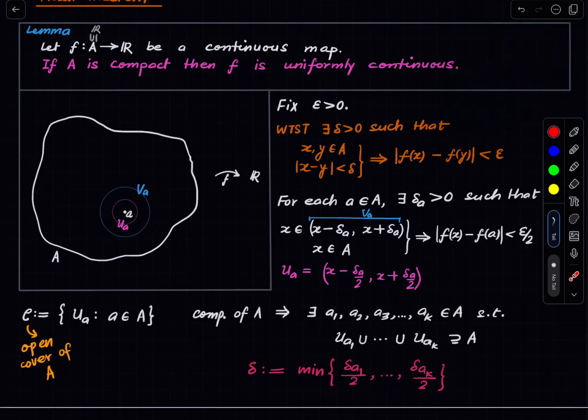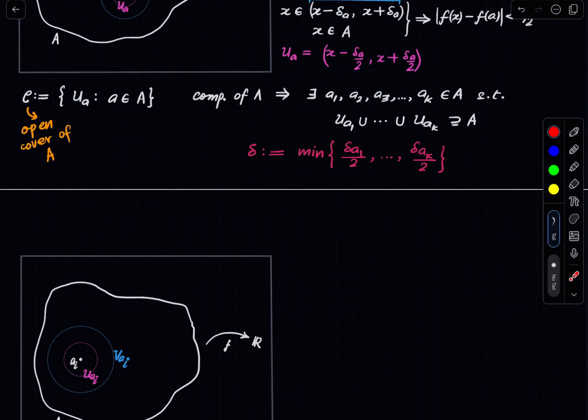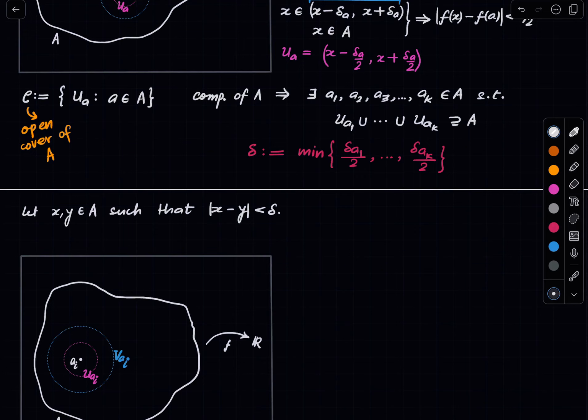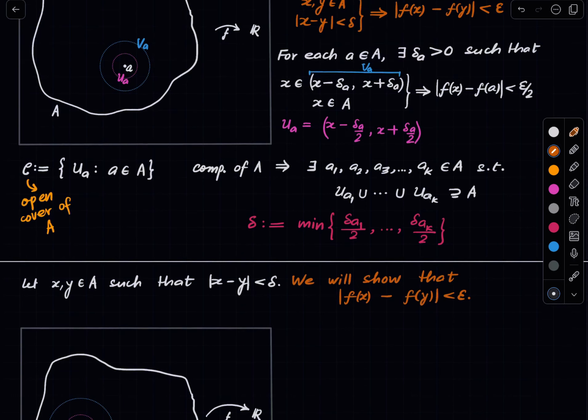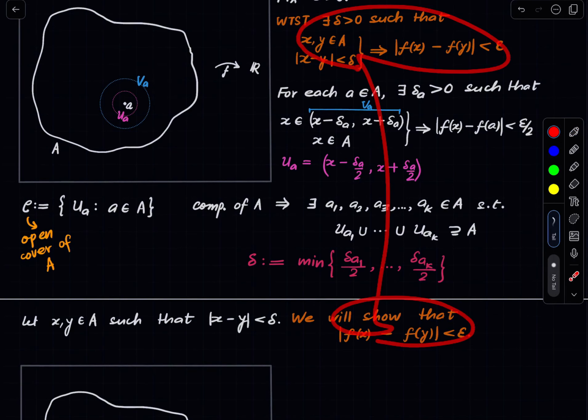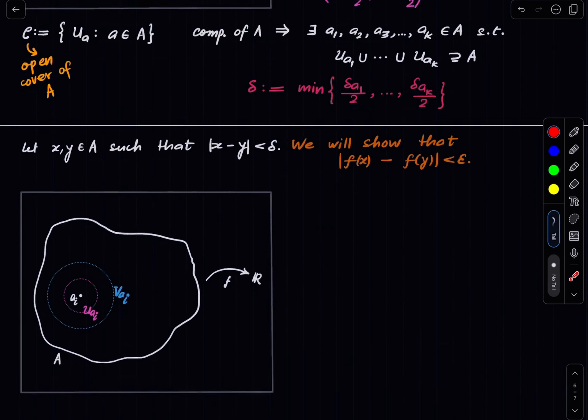Okay. So to do that, let x and y be in A such that their distance is less than delta. We will show that the image points are epsilon close, which will finish the proof. This is what we want to show. The same colored things. Okay, so why is that?